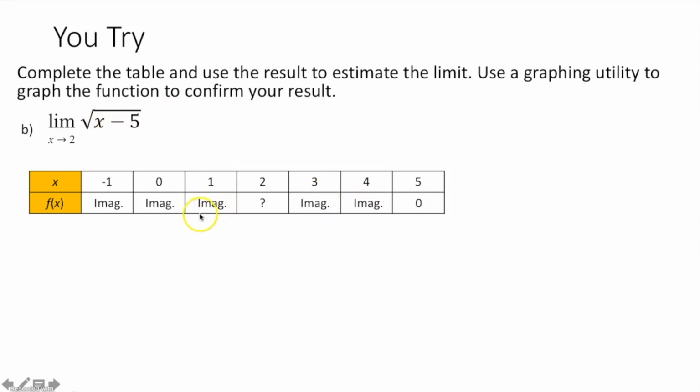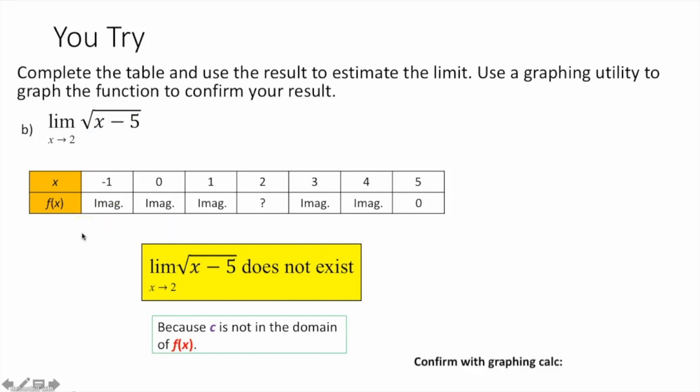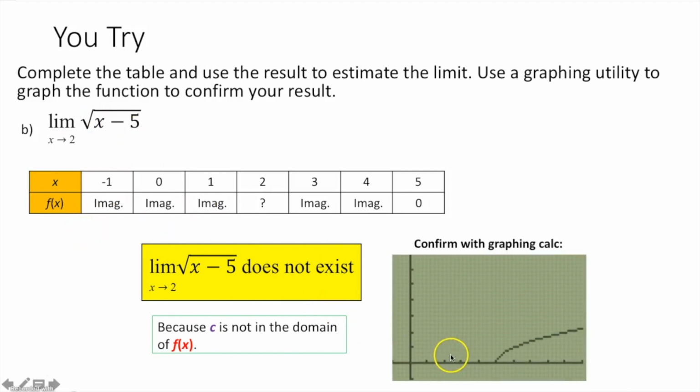So you can see that x is equal to 2 is not part of the domain of this particular function. Because of that, you can say that the limit as x approaches 2 of the square root of x minus 5 does not exist because c is not in the domain of f of x. You can confirm this with your graphing calculator and see that x equals 2 is right here and it's not part of the domain of this particular function.